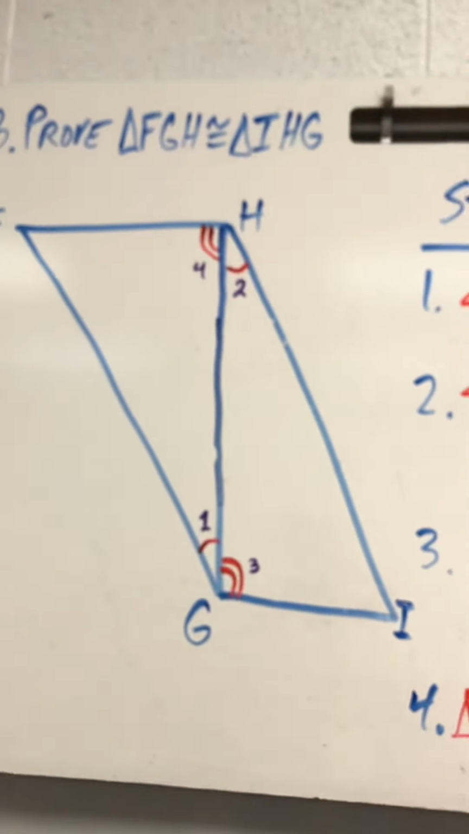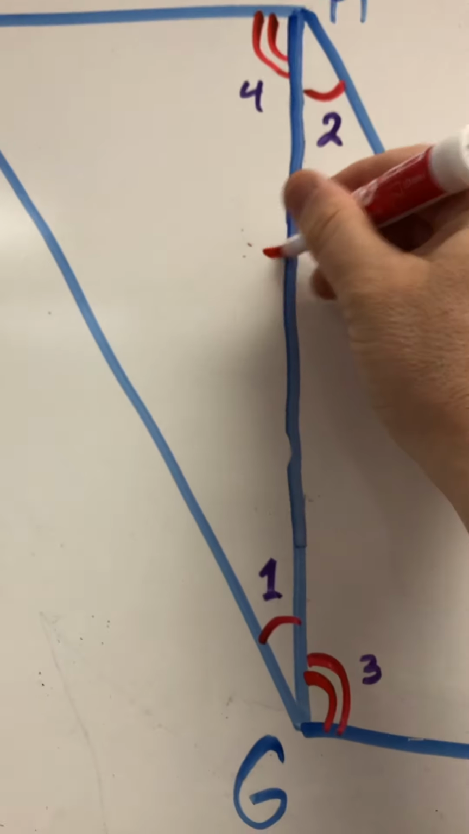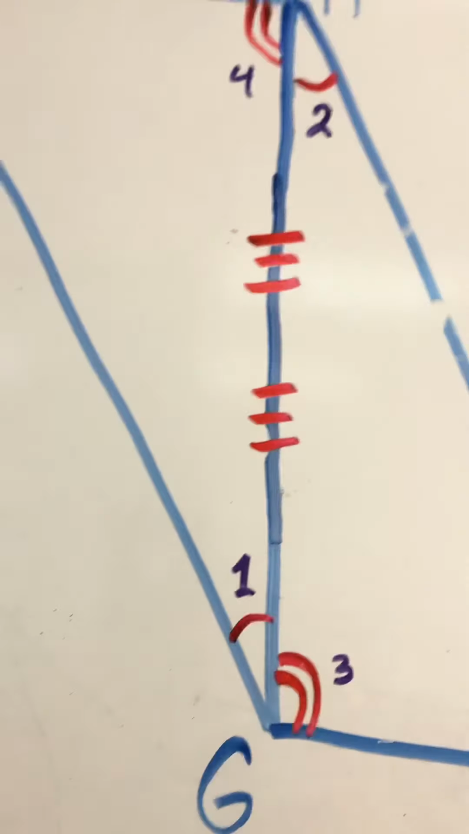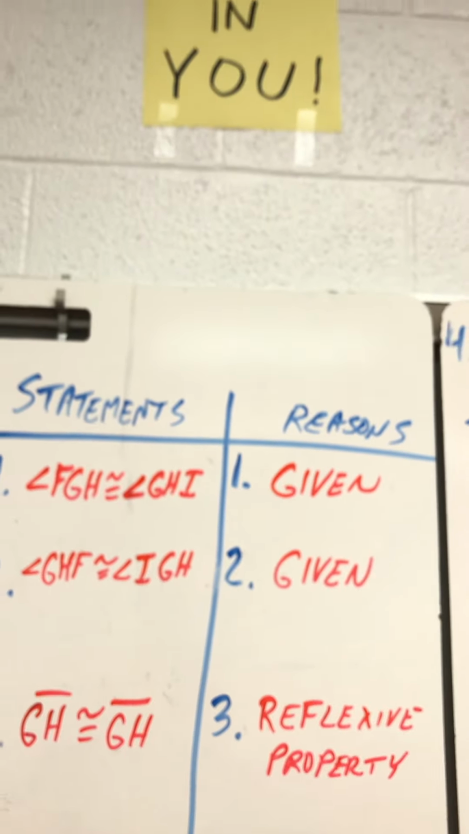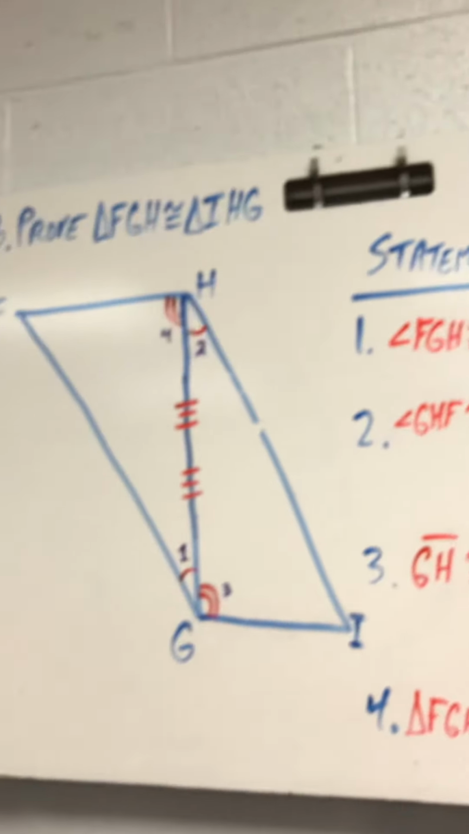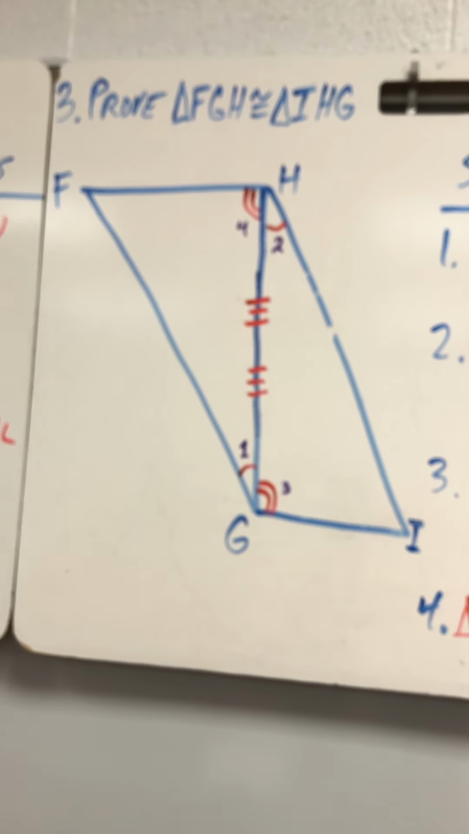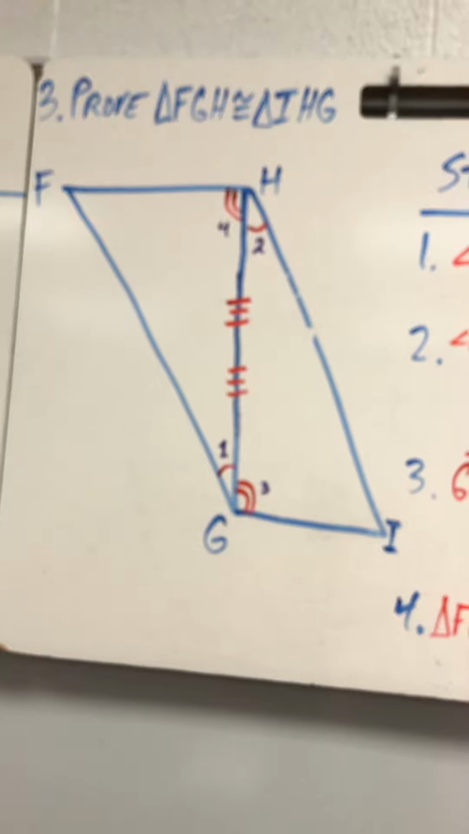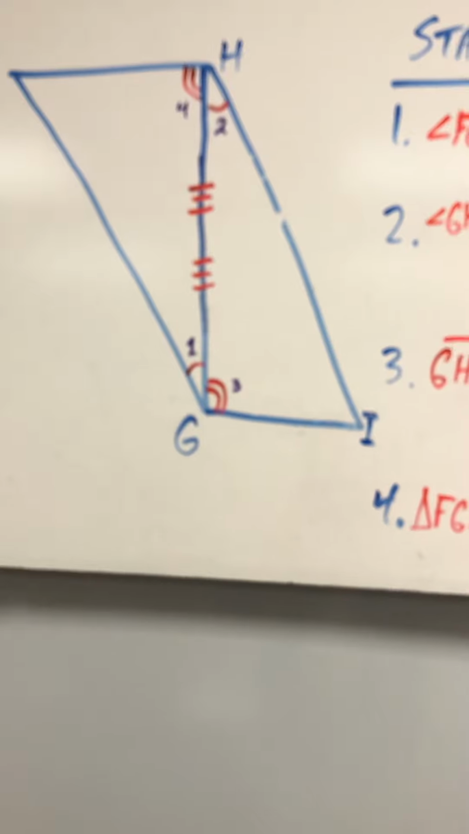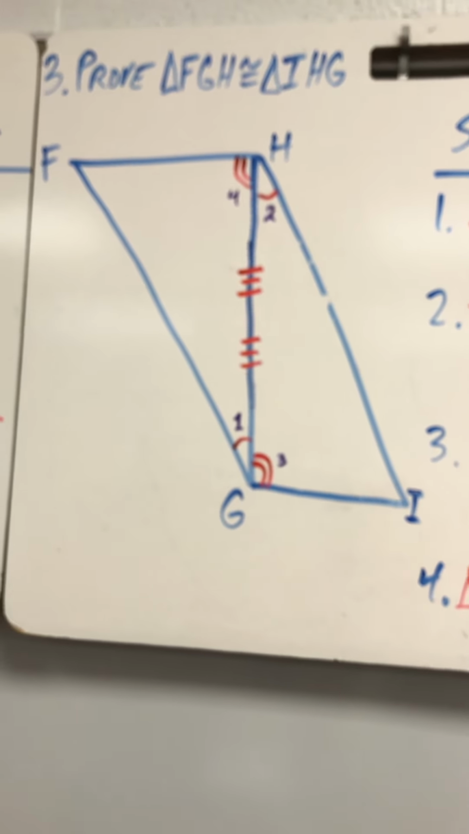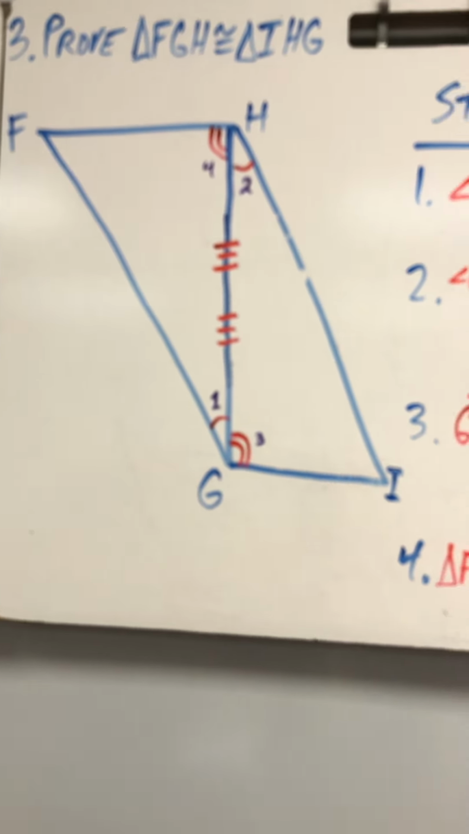And here we are with a side that's part of both triangles, right? So once again, this side is congruent to itself. So I'm going to say GH is congruent to GH. That's the reflexive property. Now I can say that the two triangles are congruent to each other. Triangle FGH is congruent to triangle IHG, and that's going to be angle side angle. Okay.